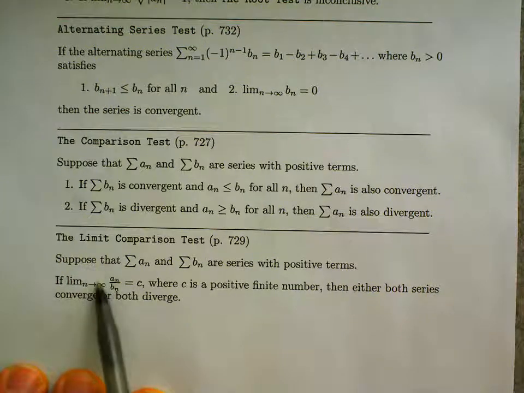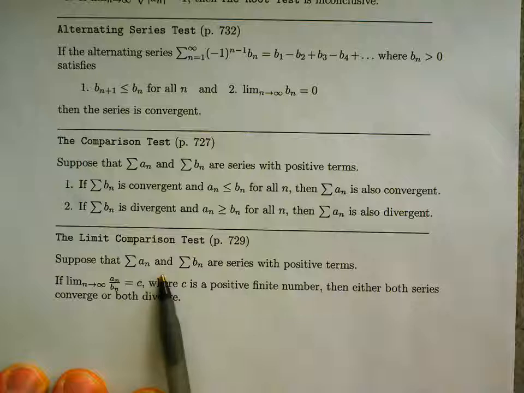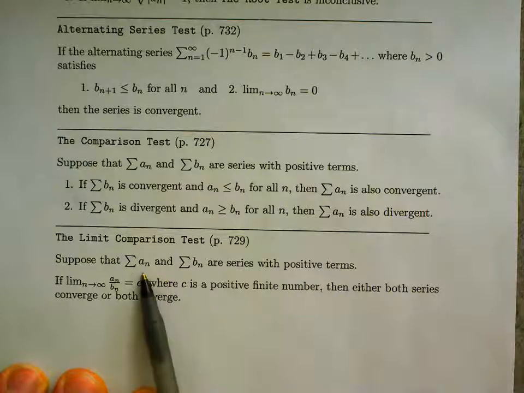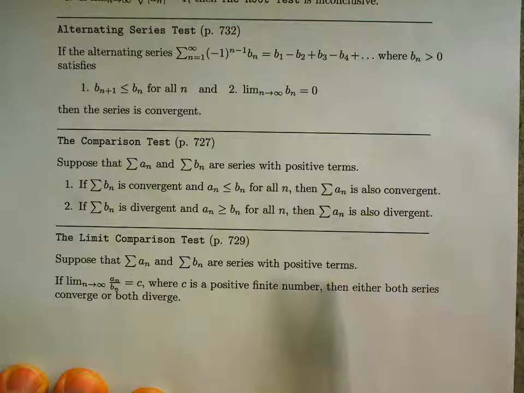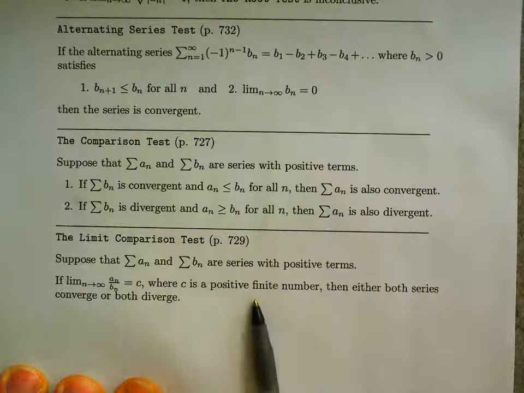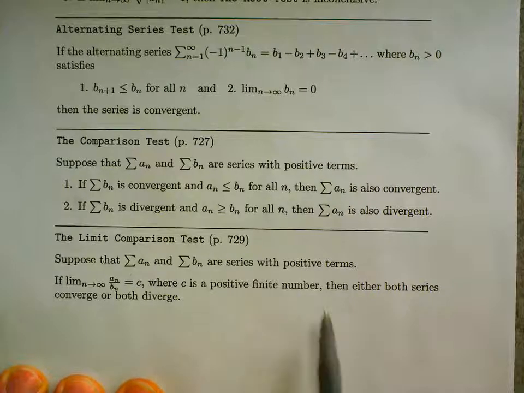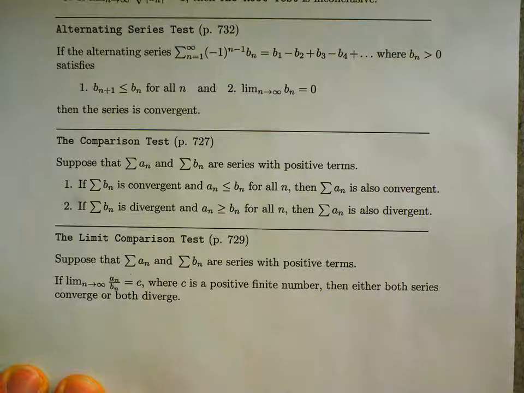So the limit comparison test says, suppose you have two series, one with a sub n terms and the other with b sub n terms that are positive terms. If the limit of a sub n over b sub n is equal to c, where c is a positive finite number, then either both series converge or both diverge.